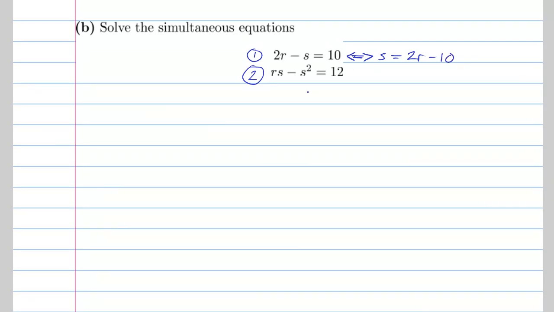And now I can replace s in the second equation with 2r minus 10. That was the goal here. So now I go back to equation 2. Instead of writing rs minus s squared is equal to 12, I'm going to have r times 2r minus 10 minus 2r minus 10 squared is equal to 12. So pretty much the same as the equation was before, except instead of s, I now have 2r minus 10, which I figured out a moment ago.